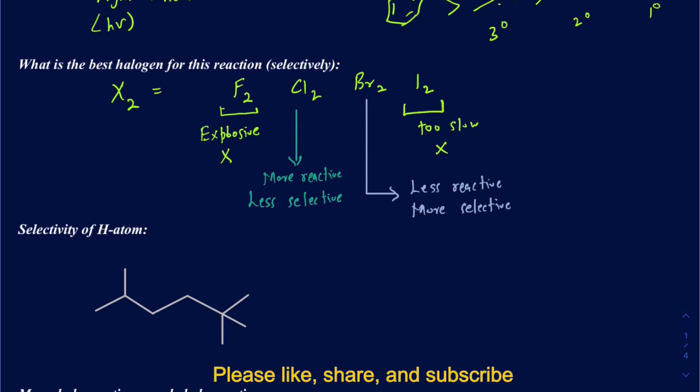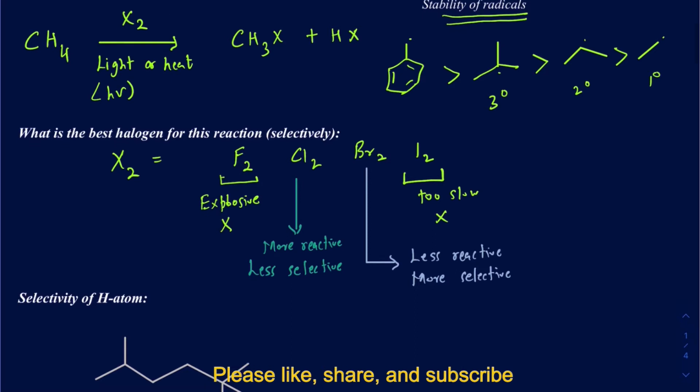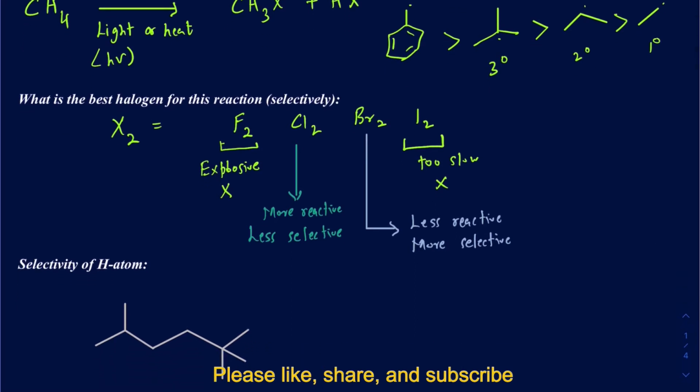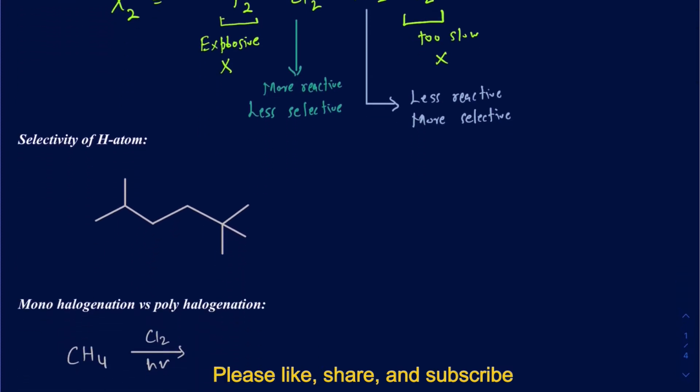Now let's talk about which hydrogen you're going to be removing. Like we talked about in a generic reaction that we have with CH4, but you're not really going to have just CH4. You can have any hydrocarbon where you're going to have primary, secondary, and tertiary carbons. And the question is which one you really want to remove. And it comes down to the selectivity of the hydrogens.